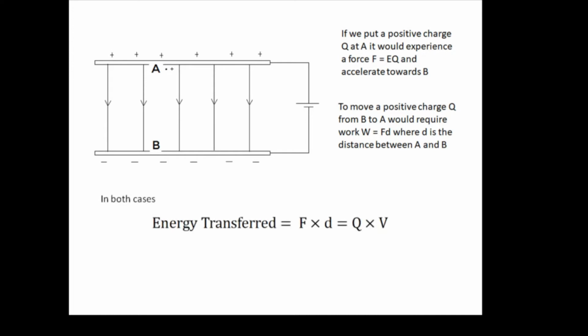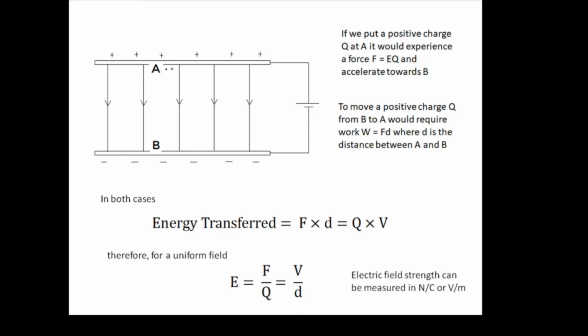Now, in both cases, the energy transferred equals force times distance, and the energy transferred equals QV. A very important equation that you should remember from year 1. So, looking at that and rearranging it, that tells us that in a uniform field, big E, which is F over Q by definition, is also equal to V over d. But that's just for a uniform field, E equals V over d. Also, therefore, electric field strength can be measured in newtons per coulomb or volts per meter.